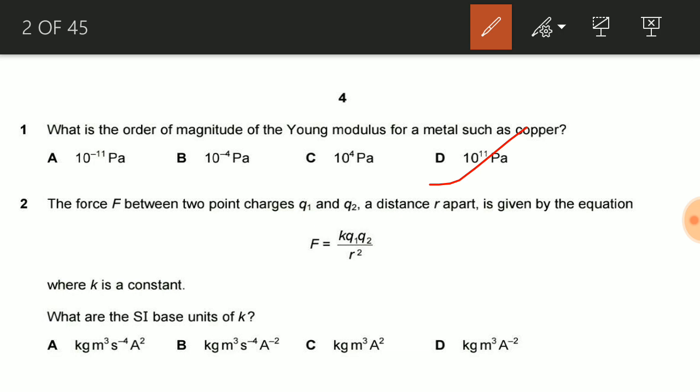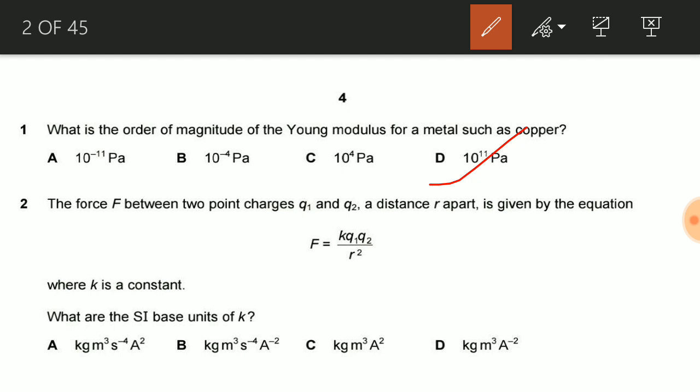Now let us see question number 2. The force between 2 point charges Q1 and Q2 at a distance r is given by the expression F is equal to K Q1 Q2 by r square. Here we need to find the SI base unit of K. For this we should know the SI base unit of F, r and Q. F is Newton, which is kg meter per second square. r is a meter, and r square is there, because of that meter square.